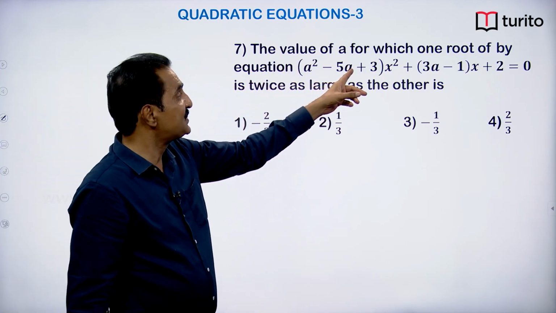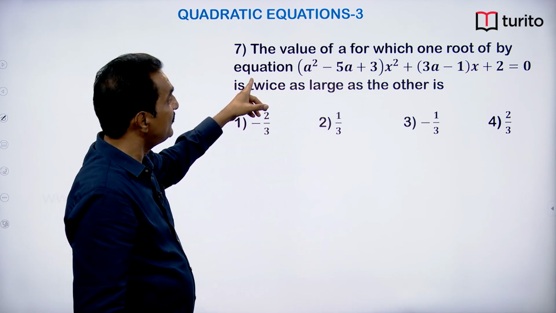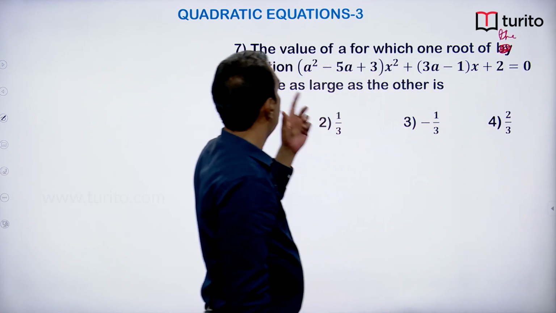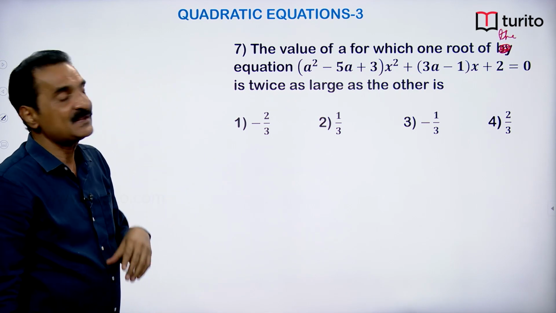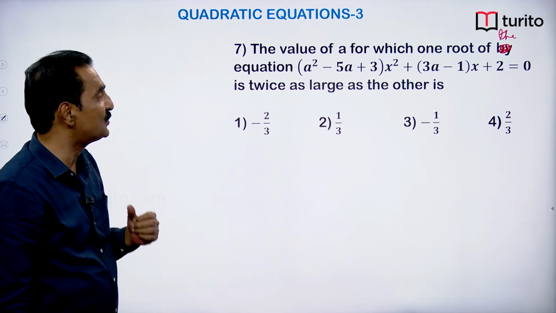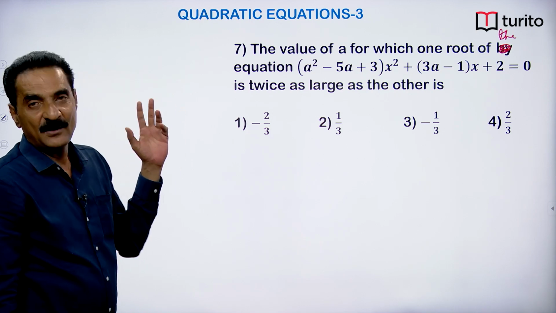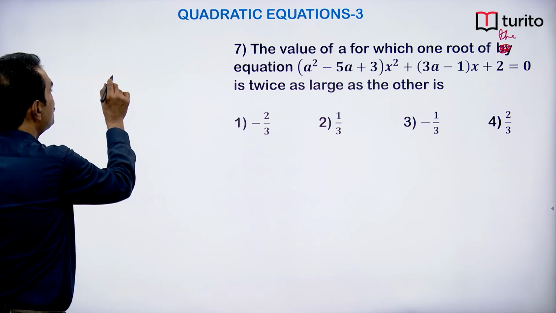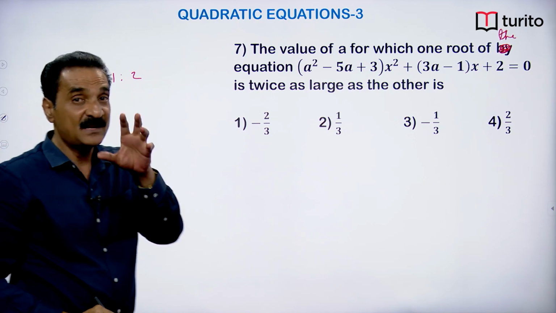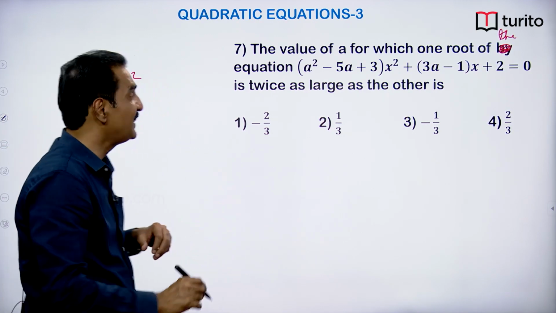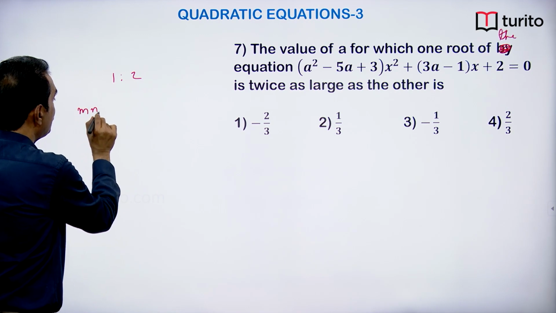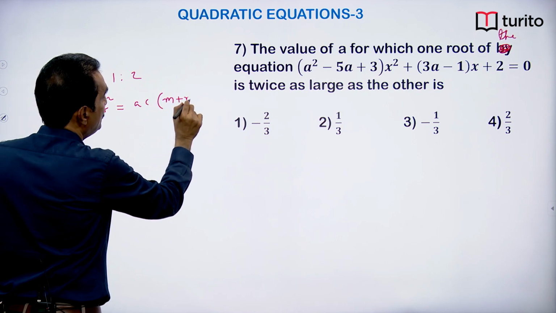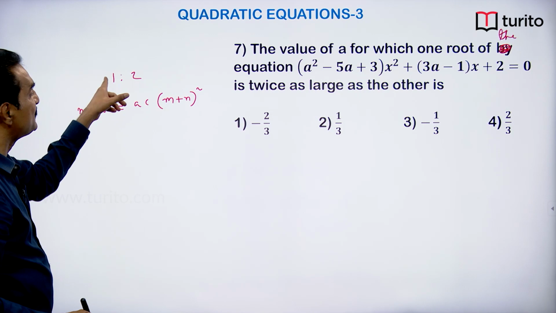The value of a for which one root of the equation is twice as large as the other root. If one root is twice the other root, the roots are in the ratio 1:2. So, roots are in the ratio 1:2 means we can apply that formula. What is that formula? mn b square is equal to ac into m plus n whole square. m n is 1:2.